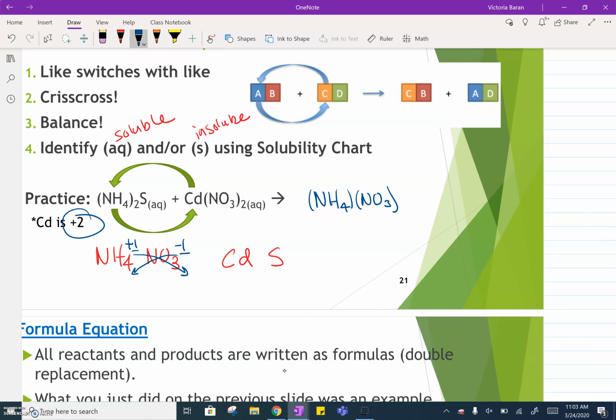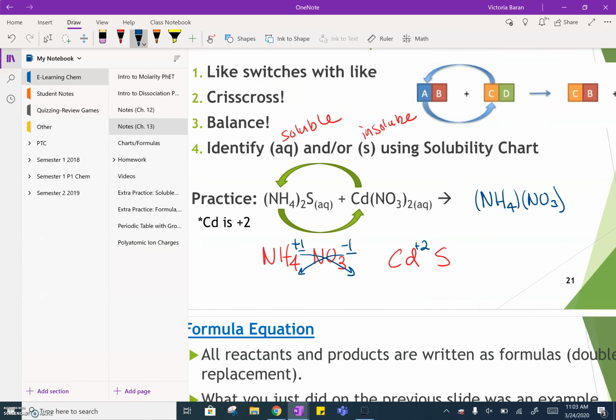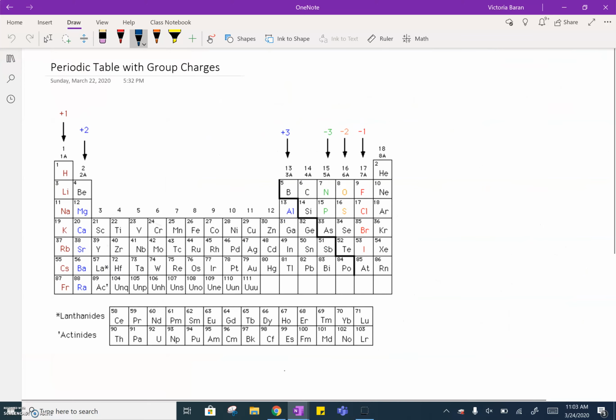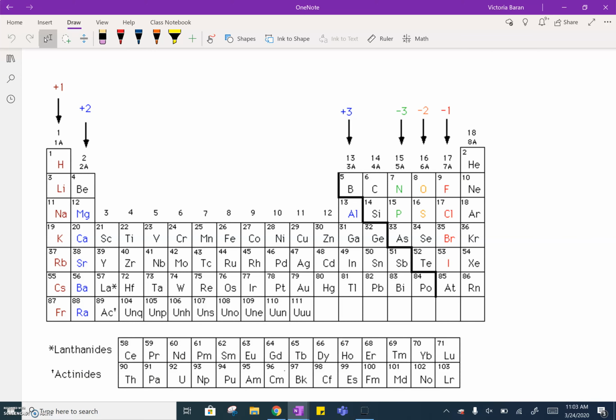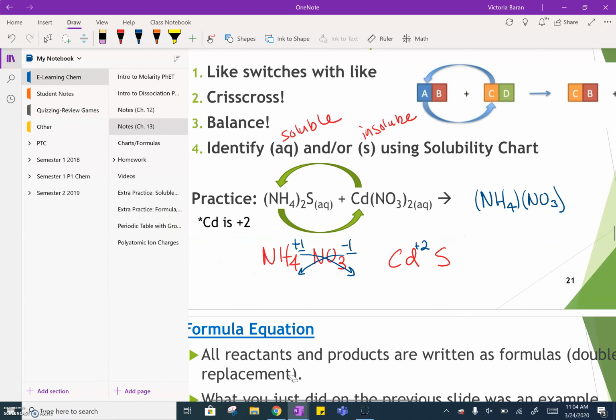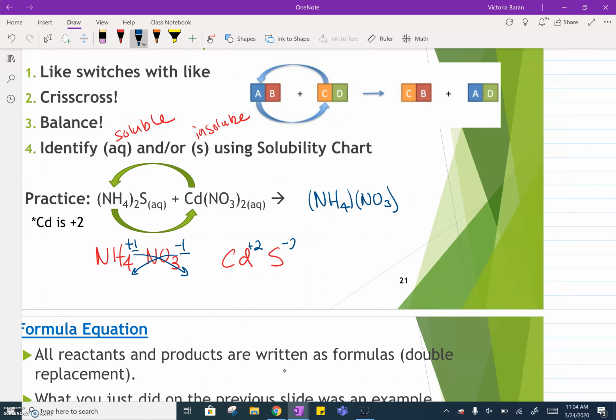So cadmium, I told you the charge is +2. So that's +2, I would give you that. Sulfur, that's something that you would just find on your periodic table. So you'd find the group that it's in. So sulfur is right here. So it will have a charge of -2. So I'm going to go back to my notes and I'm going to write -2.